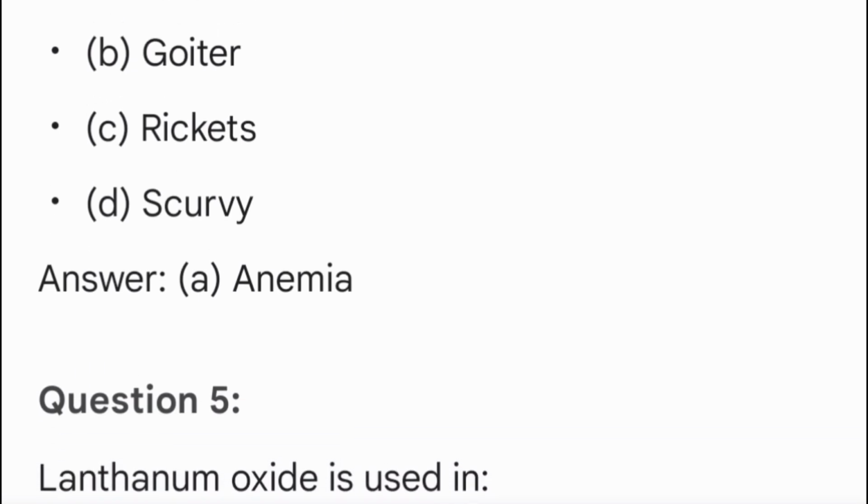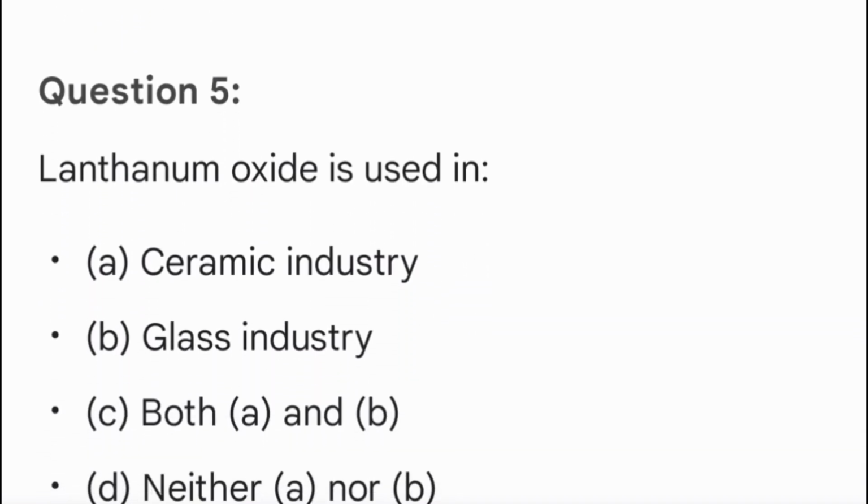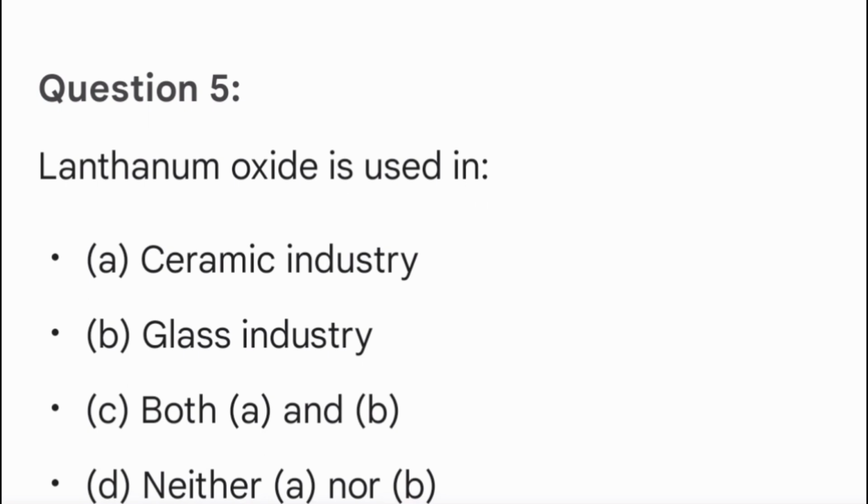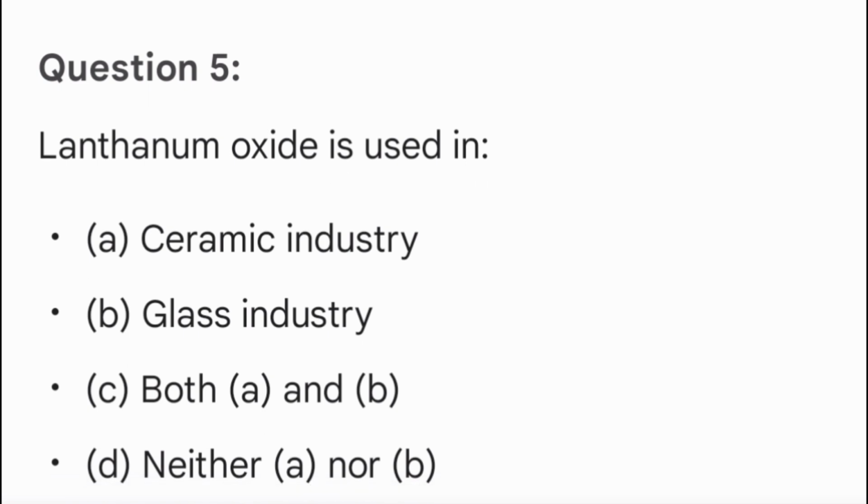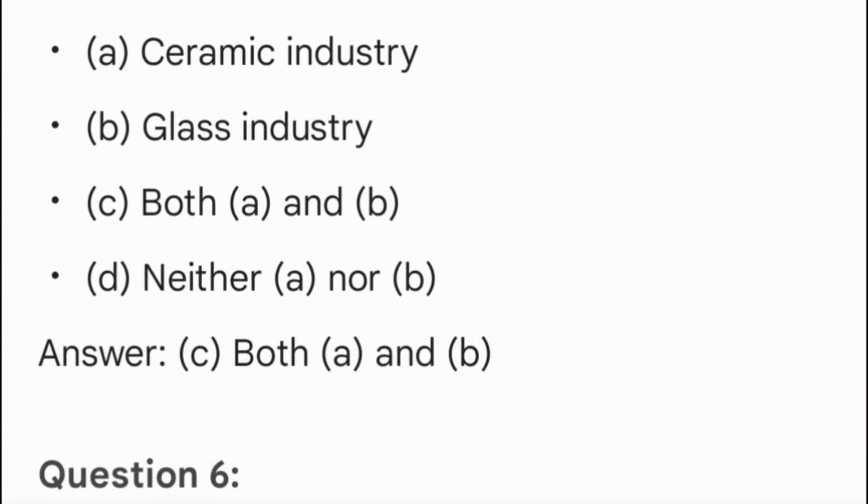Question 5. Lanthanum oxide is used in A. Ceramic industry, B. Glass industry, C. Both A and B, D. Neither A nor B. Answer C. Both A and B.